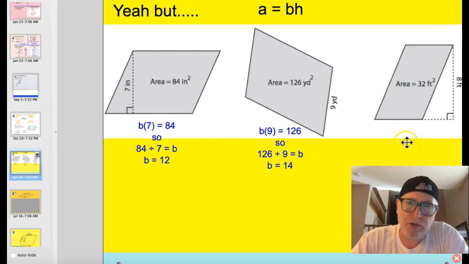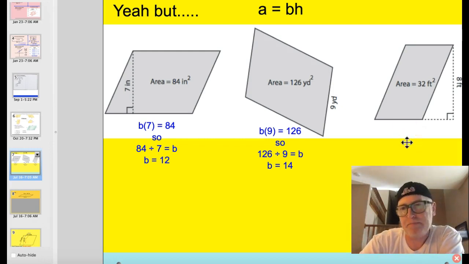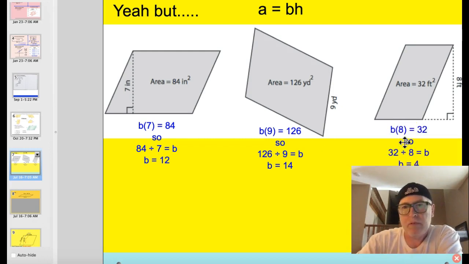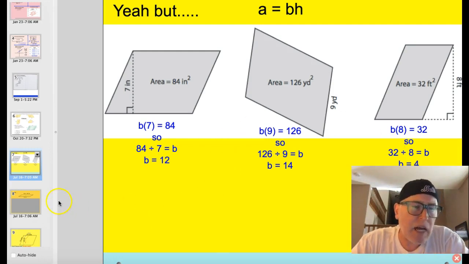How about this one over here? Take a look, see if you can figure it out. Okay, base times 8 would give you 32, so 32 divided by 8 is B. B equals 4.